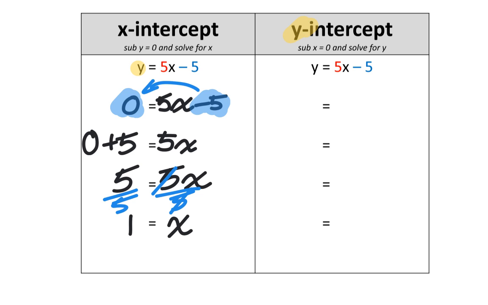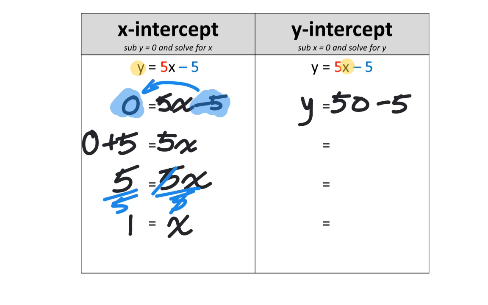You can find the y-intercept with a very similar technique. You can either just look at the equation in slope-intercept form and tell me that the y-intercept is going to be -5, or you can sub x is equal to 0 and solve for y. But what exactly does that mean? That means we can replace the variable of x with the number 0. As you can see, everything stays exactly the same except I'm replacing that variable with the number 0.